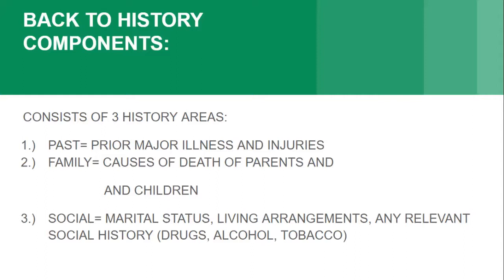So let's go back to history components. The history component consists of 3 history areas: past, which is prior major illness and injuries; family, causes of death in parents and children; social, which is your marital status, your living arrangements, any relevant social history, which would include drugs, alcohol, and tobacco.